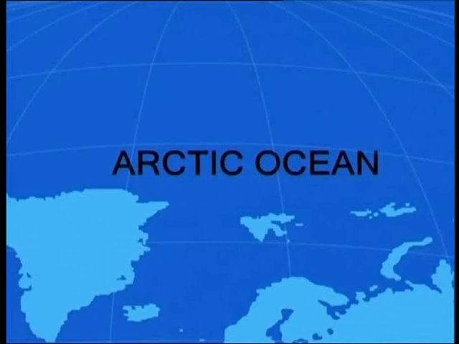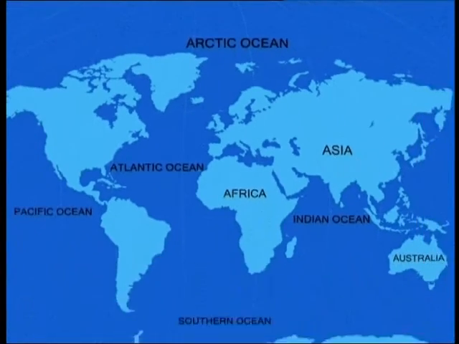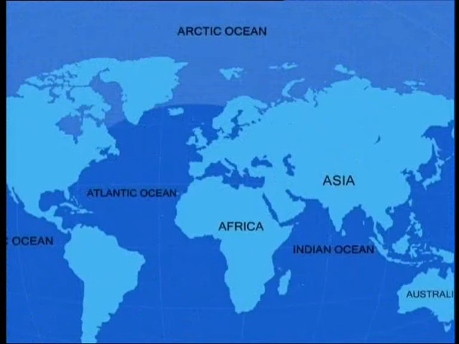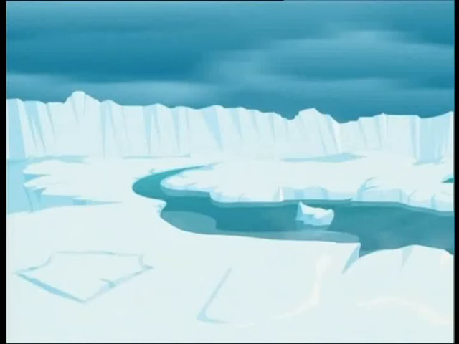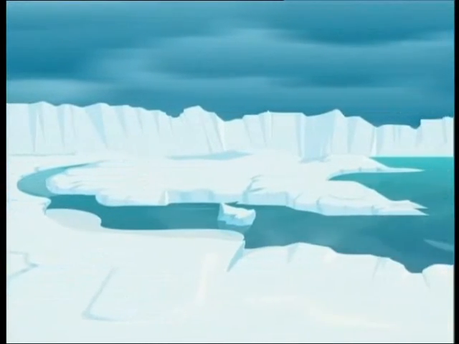Arctic Ocean. Situated at the top of the world is the world's smallest ocean, called the Arctic Ocean. The Arctic Ocean is north of the Arctic Circle and surrounds the North Pole. It includes Baffin Bay, the Hudson Bay, and Greenland Sea. Ice formed by the freezing of seawater covers almost the entire Arctic Ocean in winter.